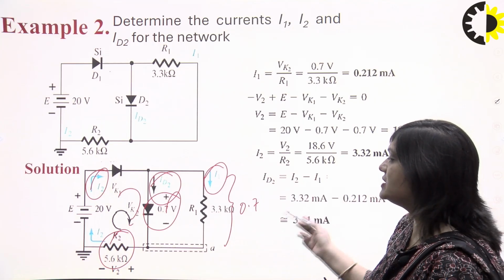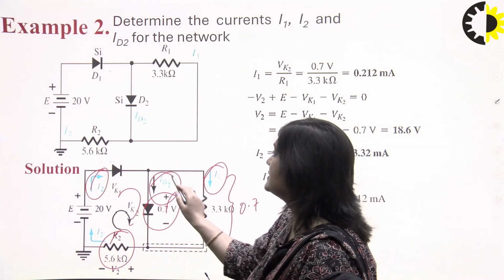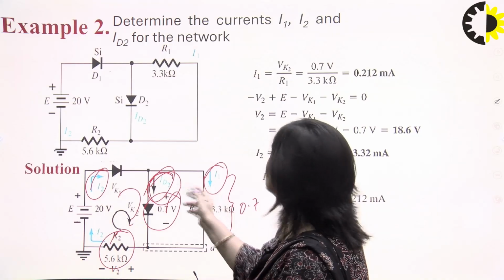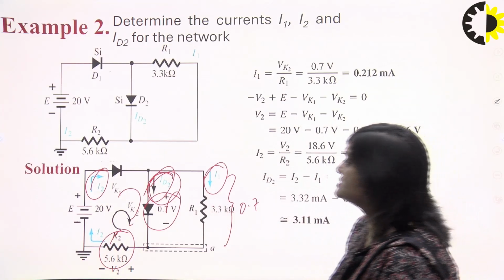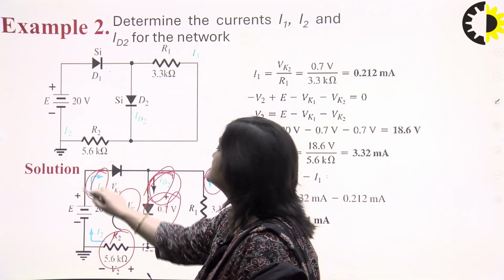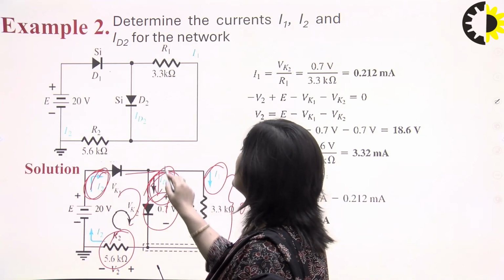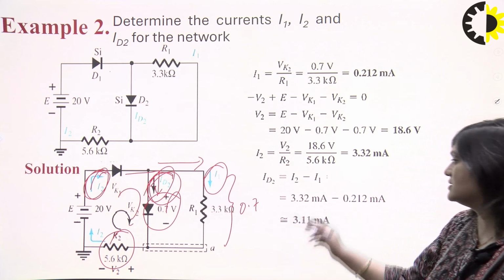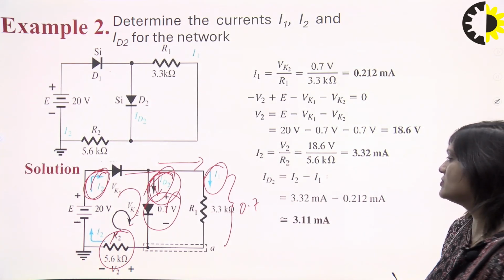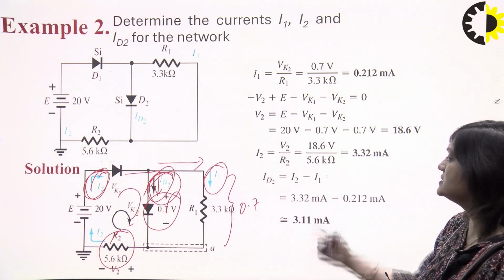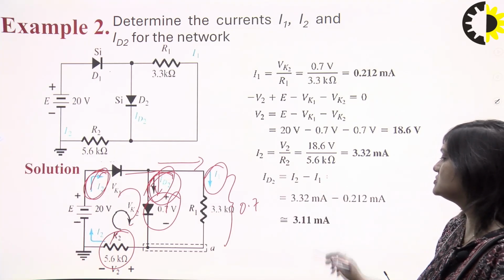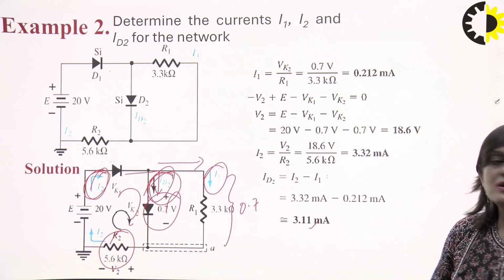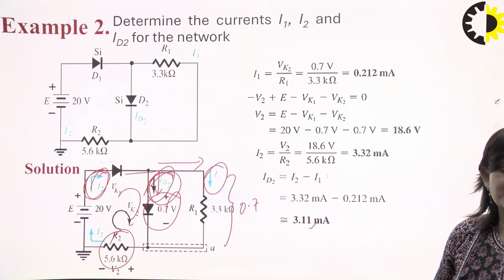And now ID2 is the current here. This I2 is the current, and this current is divided into ID2 and I1. So ID2 will be I2 minus I1. We can find the value of ID2 by subtracting I1 from I2. So this value is 3.11 milliampere.